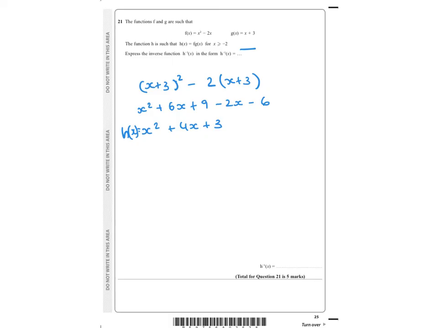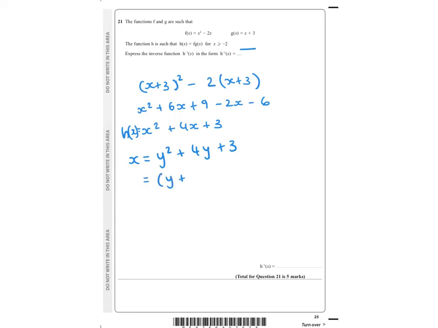It then says express the inverse function, h to the minus 1. Now, when we have a quadratic and it wants us to find the inverse, we want to replace our x's with y's and then rearrange. So we're going to get x equals y squared plus 4y plus 3. When we're rearranging a quadratic, we need to complete the square. That's the only way we can rearrange it.